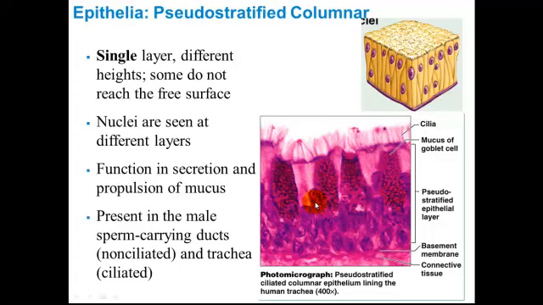You can imagine this would be the lining of the human trachea. Within the human trachea, which is part of the respiratory system, we have these cilia that move and help to move the mucus, and that is the mucus that helps to line and protect our respiratory system.